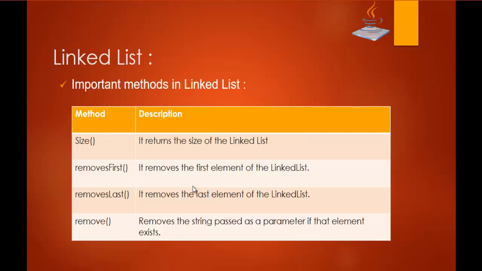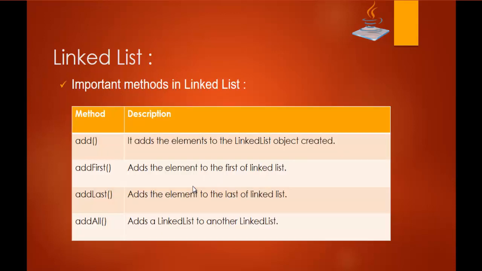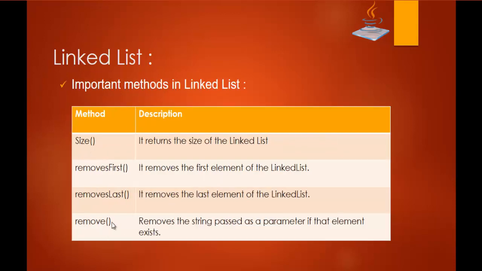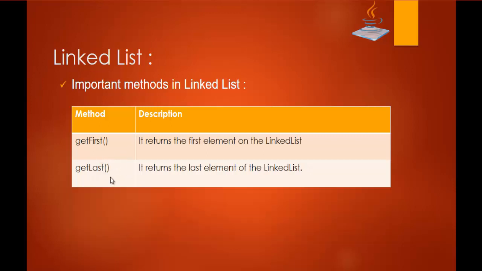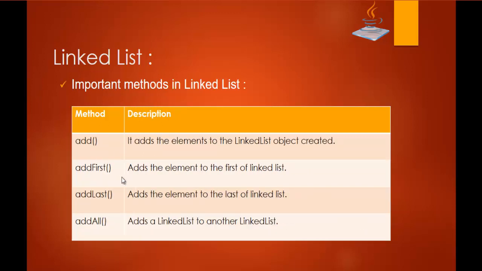So here we have these things: add method, addFirst, addLast, addAll, size, removeFirst, removeLast, and remove method, getFirst, getLast. So these are the major methods which we use daily when we work with the linked list. I have mentioned the important methods here, and if you want to explore more, you can refer to some resources where you'll get complete details about the other important methods of the linked list. I hope you understood what a linked list is and the functionality and methods it provides.